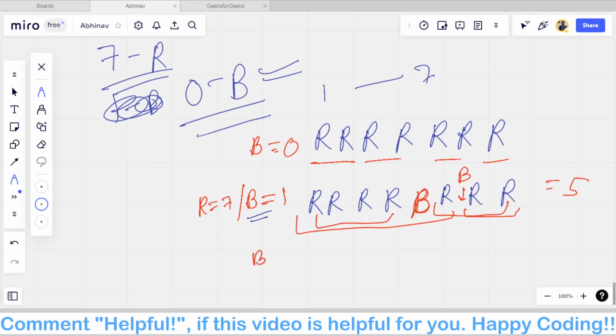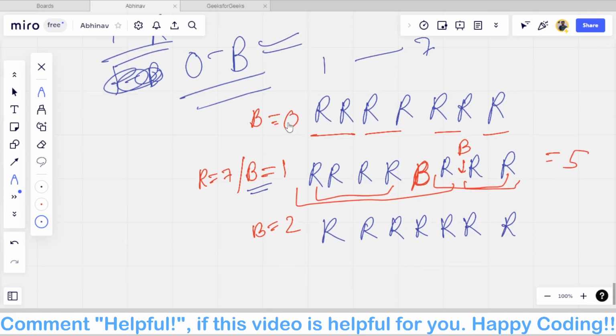Now in the case of B equal to 2 also, how many R's are there? R, R, R, R, R, R, R. So we have to put B's in between. One B here, then another B here.